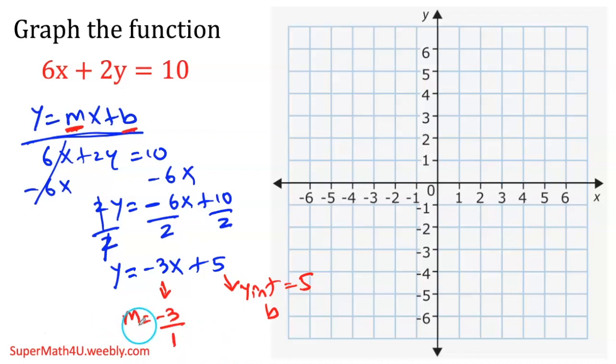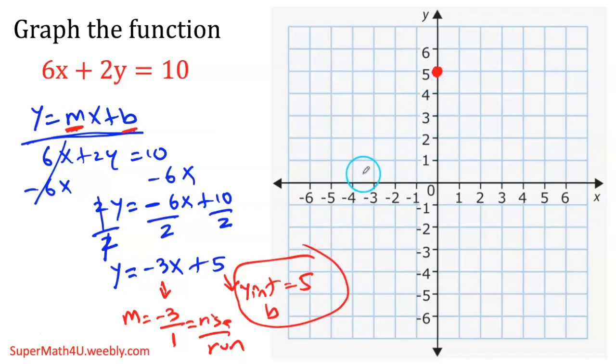Remember, the slope is rise over run. When we're graphing, first step, y-intercept. 1, 2, 3, 4, 5. That's my first point. Then I use my slope, -3/1. Excellent. Starting at the y-intercept. Another mistake is people start here all the time. No, you start at the y-intercept always.